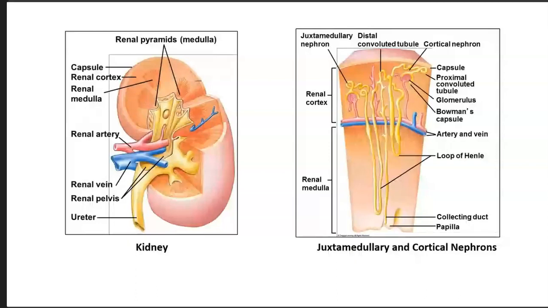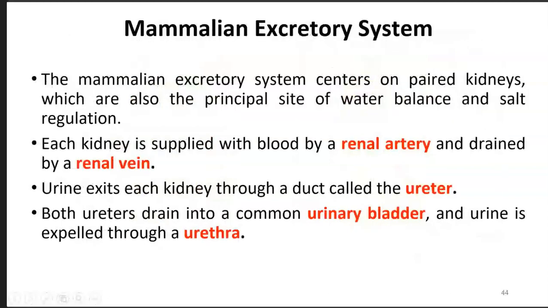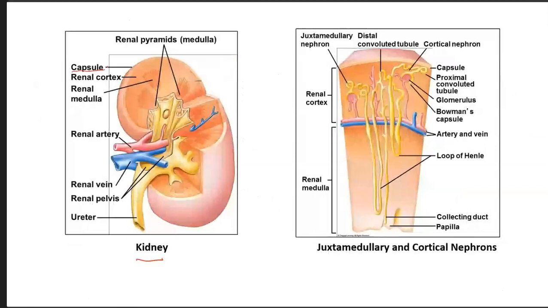So the outer part of the kidney, the most outer part, you have the capsule. And then beneath the capsule you have the cortex. The cortex, this region here is the cortex. And then you have the renal medulla, the lighter part here. And then you have the renal pelvis.